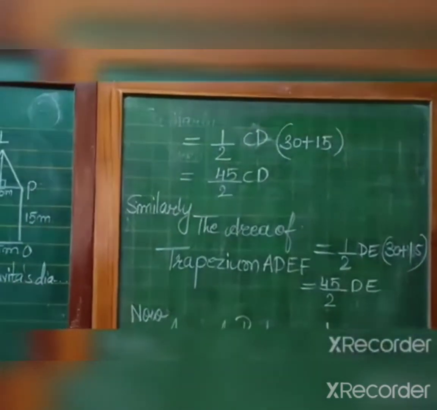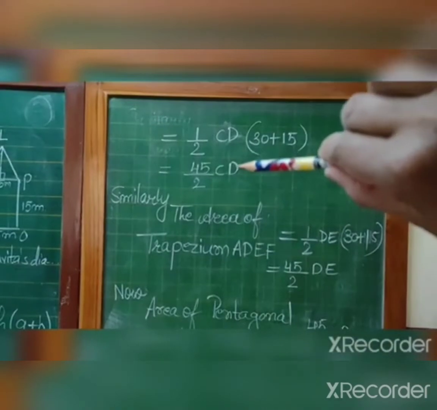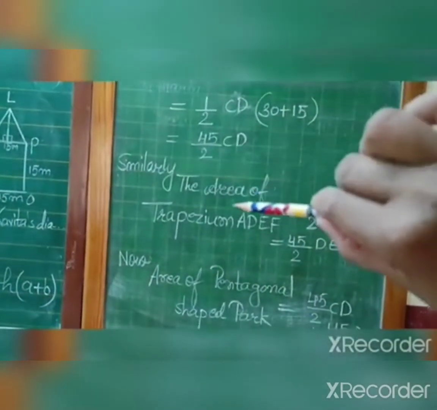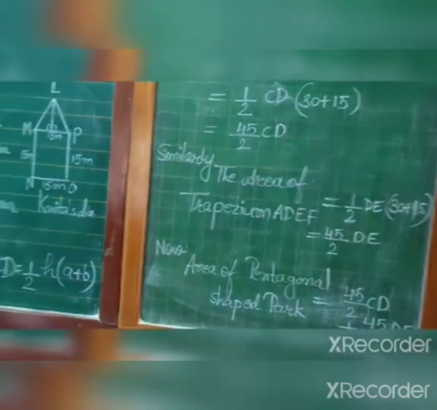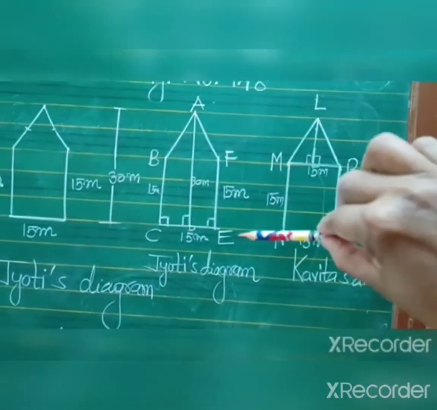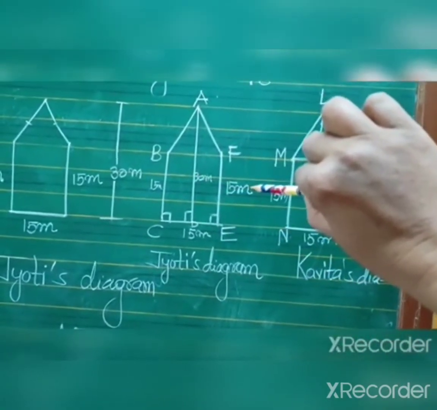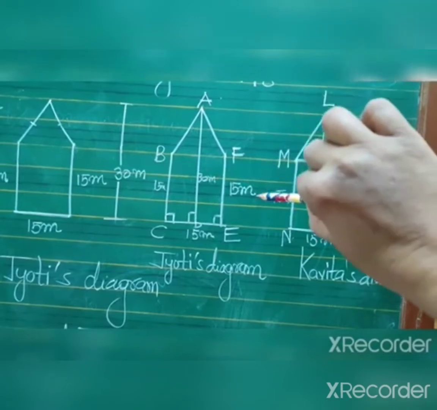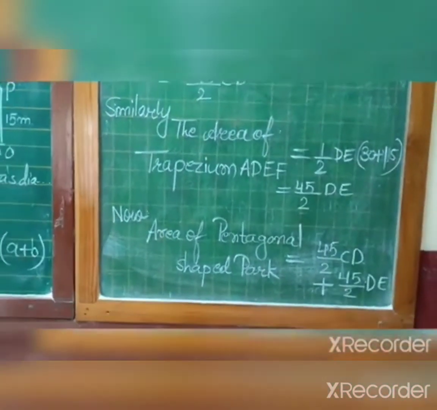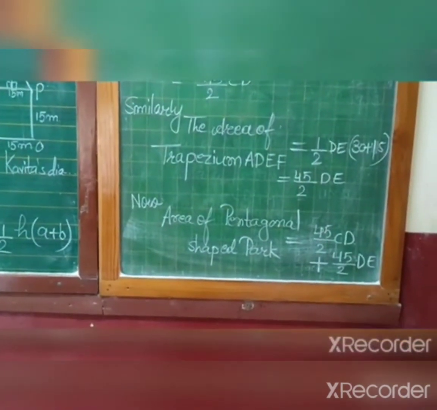So half CD, 30 plus 15. The value of CD we don't know, so we will write it as it is: 45 upon 2 CD. Similarly, the area of trapezium ADEF. You can see ADEF, this height we don't know. 30 plus 15, so 45 upon 2 DE. Now the area of the pentagonal shaped park according to Jyoti's diagram.